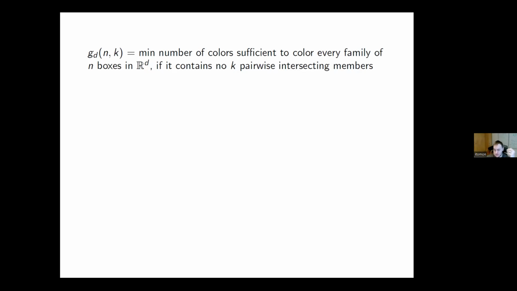So this is the definition of the function. I hope it's clear. In just one dimension, when we have a system of intervals, we have that g_1(n,k) is just k. If you have no k pairwise intersecting members, then you can color your intervals with k colors. In other words, intersection graphs of intervals are perfect. So basically you have this geometric graph, its clique number is k, and you're trying to get the best bound on the chromatic number as a function of this clique number.